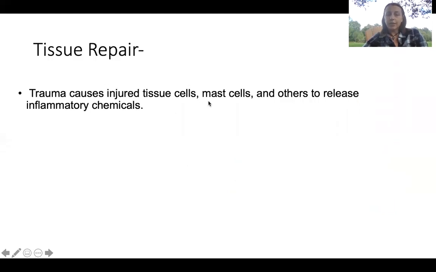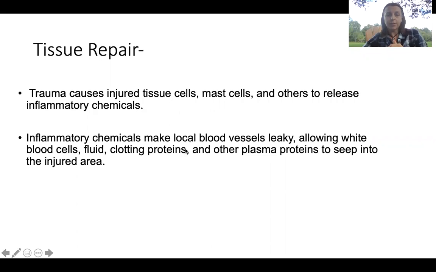So that all starts at the beginning as soon as the insult happens. So the different types of cells, mast cells and other cells, are the ones that are responsible for releasing those inflammatory chemicals. And just as I said before, the blood vessels get leaky. There's white blood cells, clotting proteins. Those are the specific ones that are going to start their processing, and they're all going to go to that injured area.